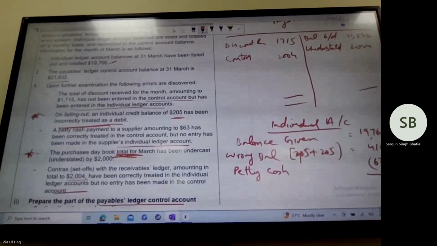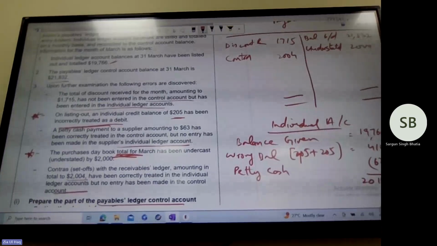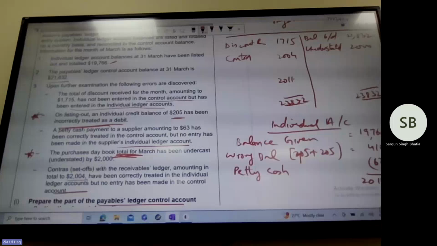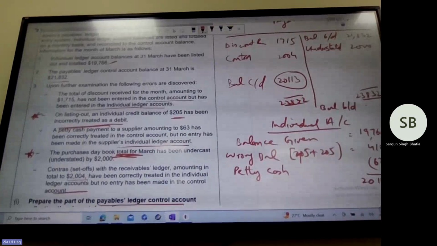Now we can tell you. What's the amount here? 19766 plus 410 minus 63. It will become 20113. And what will the balance be here? 23832. The balance will come to 20113. This will be the balance carried down, and this figure should come here as balance brought down, 20113, and this figure should be similar. If they become similar, this means our question is correct. Is that fine? Yes, sir. This is the whole concept of control account covered here, I mean, how we can reconcile.